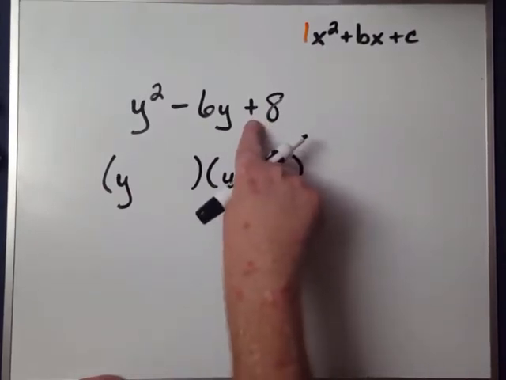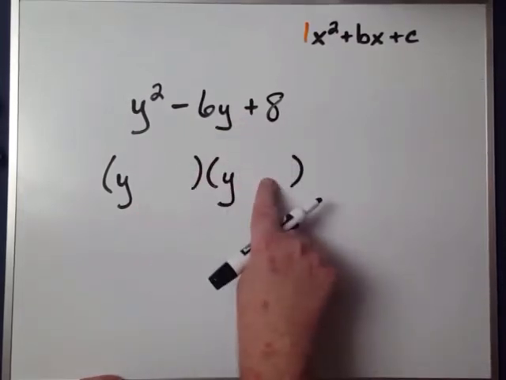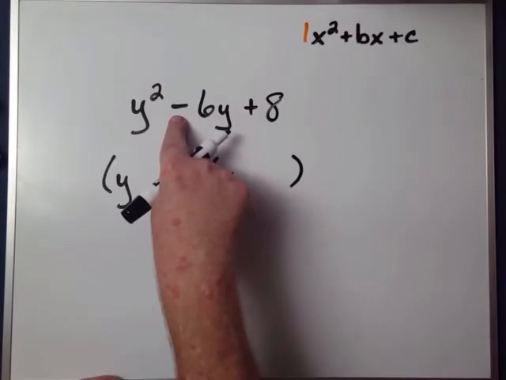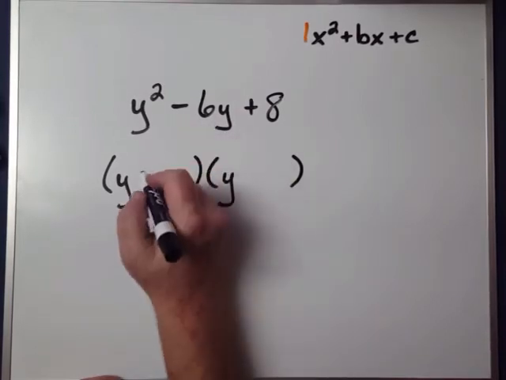What does this tell me? Answer only the question I'm asking. What does this sign tell me? That the two numbers I'm looking for will be what? Of the same sign. My signs will be the same. And this time, in fact, they will both be, right there, negative.